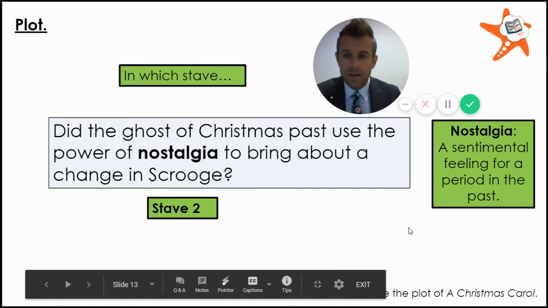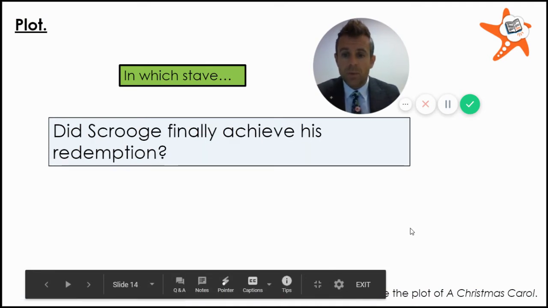We do have one more. So here is the absolute final one in our plot recall. In which stave did Scrooge finally achieve his redemption? Okay, you got 10 seconds.